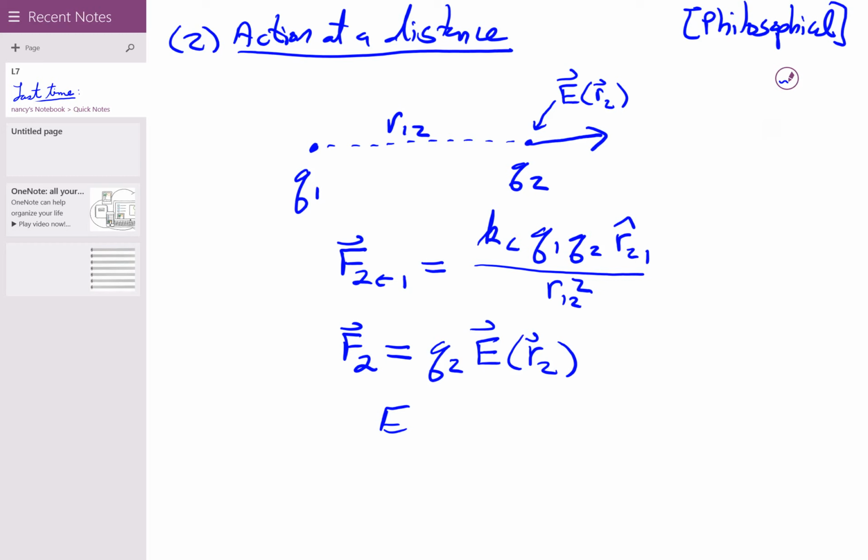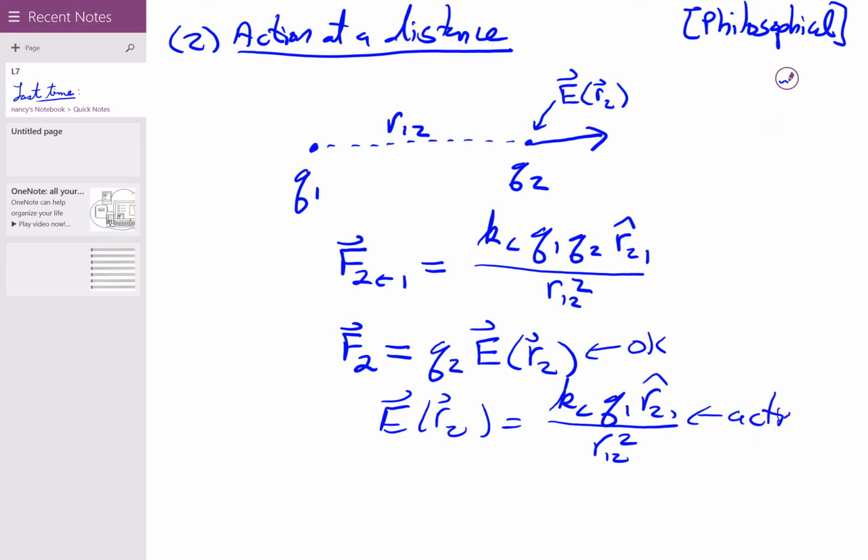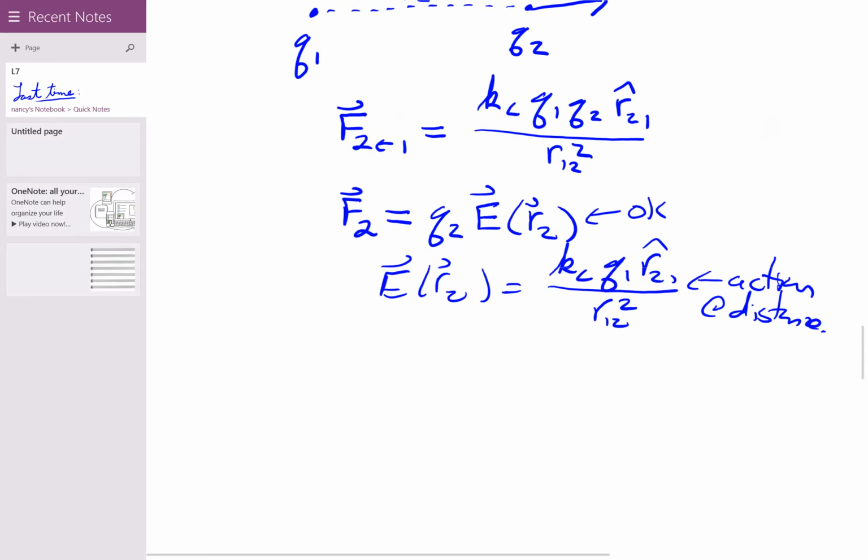The problem is when we think of the electric field at R2 as having this long-range formula, k_C Q1 R21 hat divided by this long distance, R12 squared, that has action at a distance. So this is okay, but this has action at a distance. Now, Gauss's law in the integral form, this is Coulomb's law. Gauss's law in the integral form kind of doesn't solve the problem either, right?